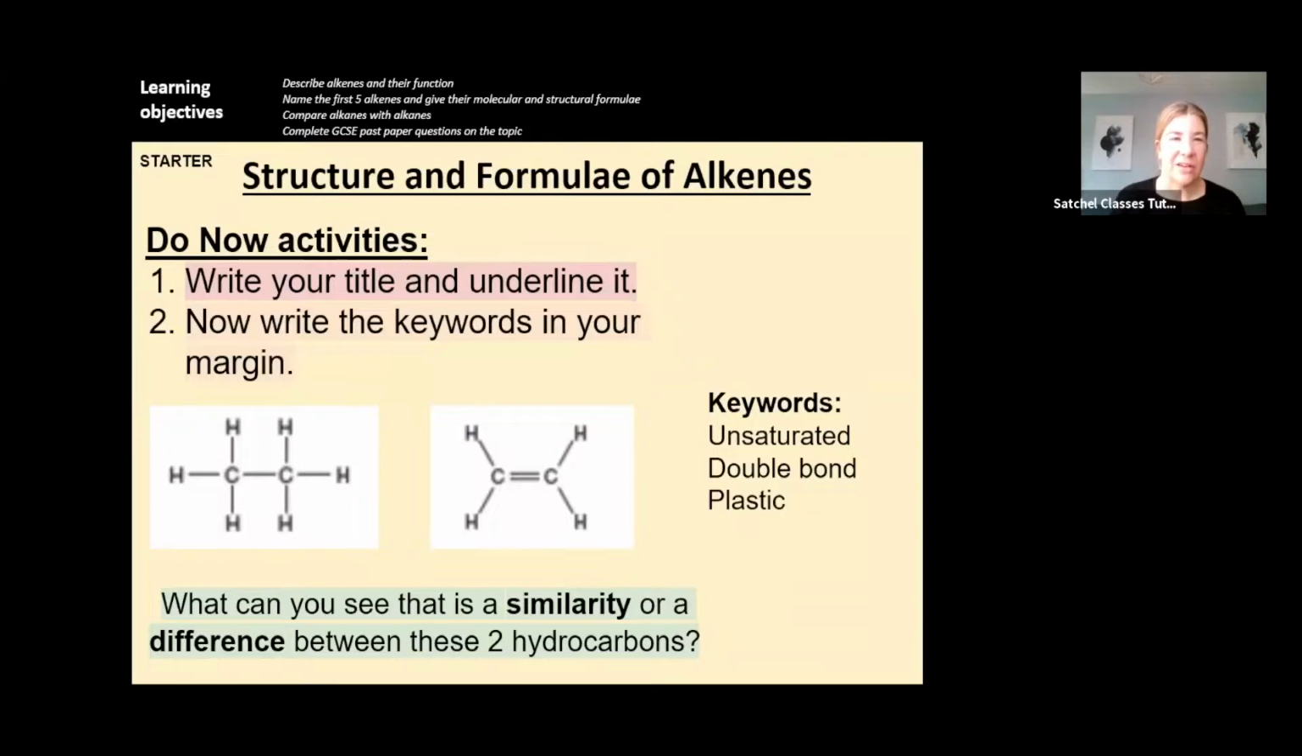Okay, so have a look at the learning objectives at the top. We're going to be describing alkenes and their function. We're going to be able to name the first 5 alkenes and give them molecular and structural formulae. We're going to compare alkanes with alkenes, and complete GCSE past paper questions on the topic.